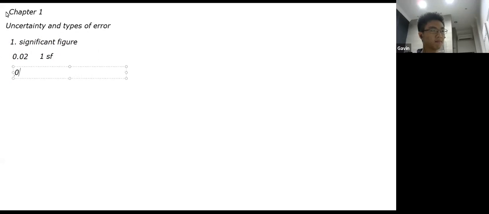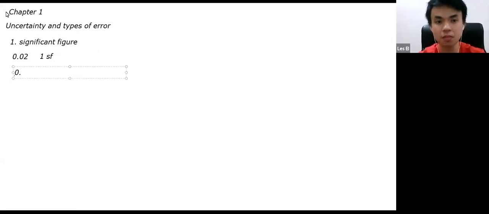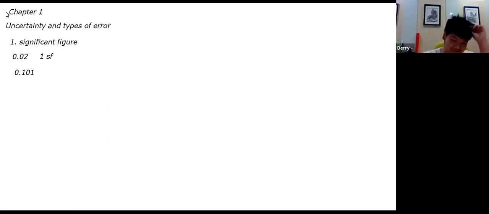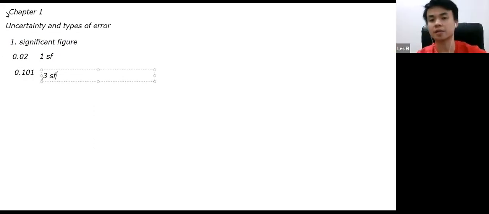If I say 0.101, this is three significant figures. So for the zero rule, right? The zero is considered a significant figure if it's located between two non-zero digits.